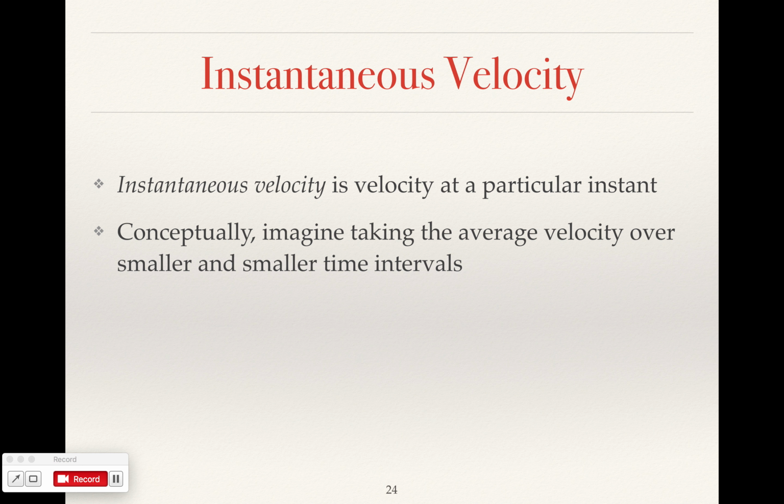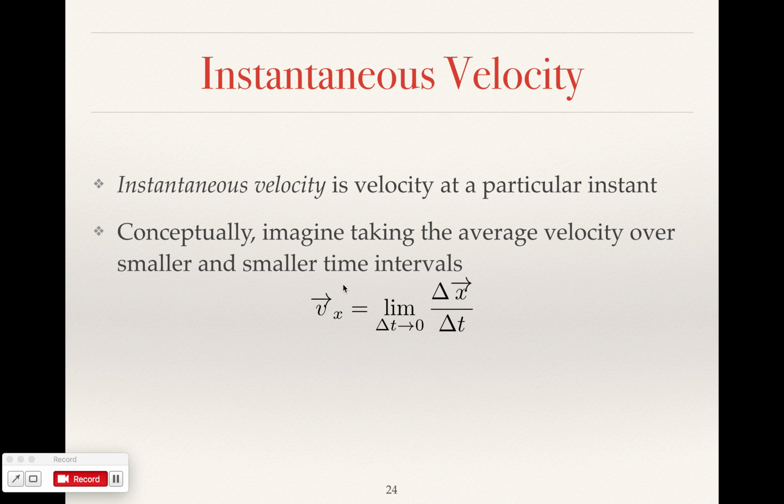Conceptually, the way to think about this is you start with the average velocity. Remember, that's the total displacement divided by the total time interval. Now imagine taking that average over successively smaller and smaller time intervals. You take your little delta t, the time interval, and make it smaller and smaller until it shrinks to 0. That is the definition of a limit.